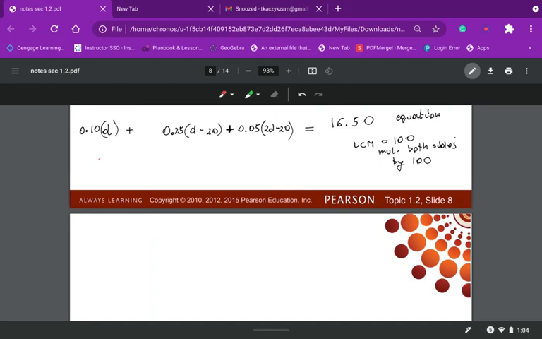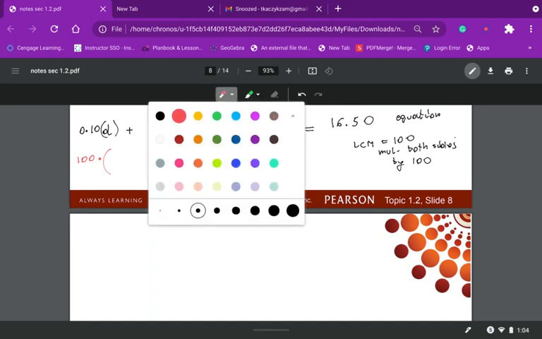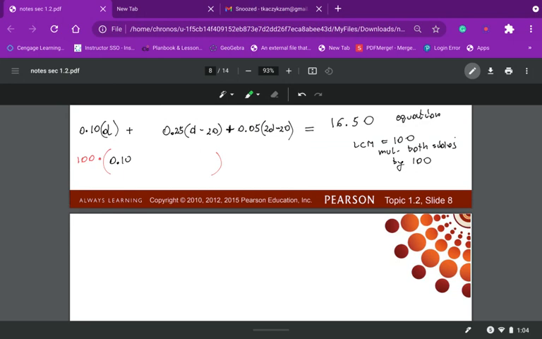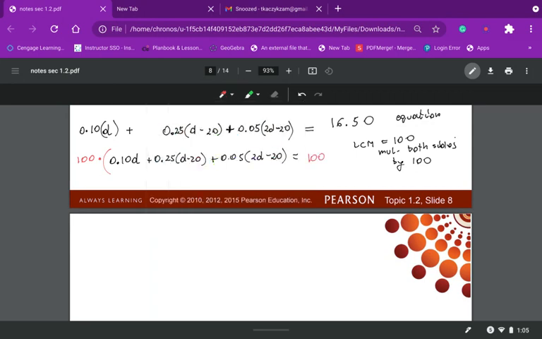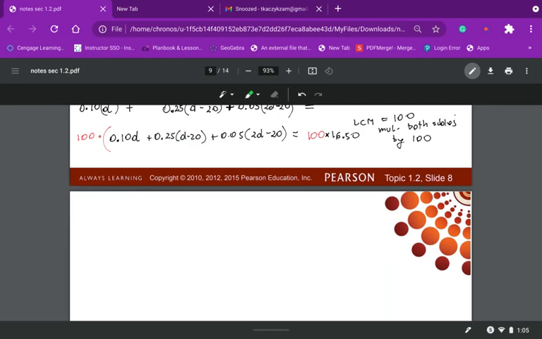So we have 100 times the left side of the equation, which is 0.10D plus 0.25 times D minus 20, plus 0.05 times 2D minus 20, equals 100, the lowest common multiple, times the right side, 16.50. Now we're going to solve this equation.